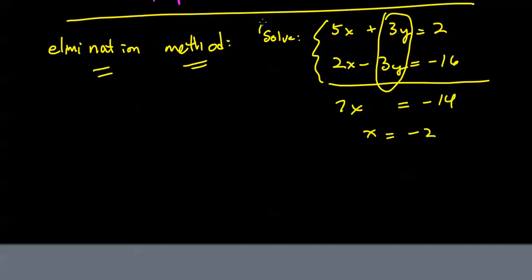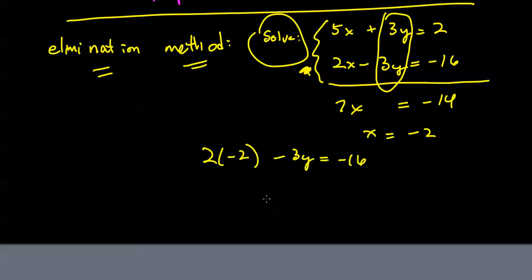Alright, so I know to solve these two equations, x must be minus 2, and I can pick either equation to substitute that x value into. I'll pick the second one to solve for y now. 2 times minus 2 minus 3y equals minus 16. So I'll get minus 4 minus 3y equals minus 16.